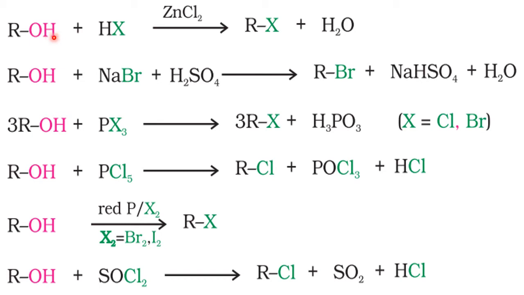Method number one, using hydrogen halide. So this requires a catalyst because it is a primary alcohol. I told already what is primary, secondary, and tertiary. Tertiary is an alcoholic group attached to a carbon atom, which in turn is attached to three other carbon atoms. Okay, they are called tertiary. In the case of primary and secondary, they require a catalyst, whereas in the case of tertiary, it doesn't require any catalyst. Why?